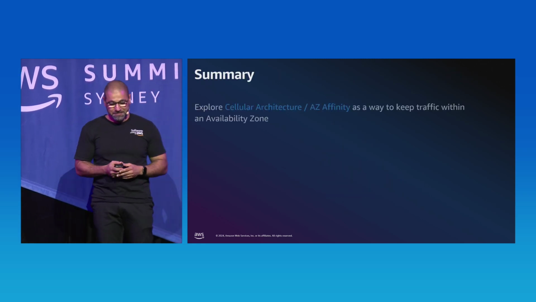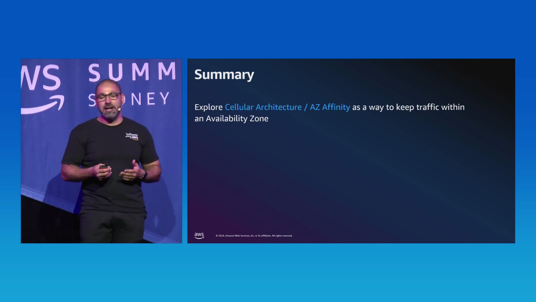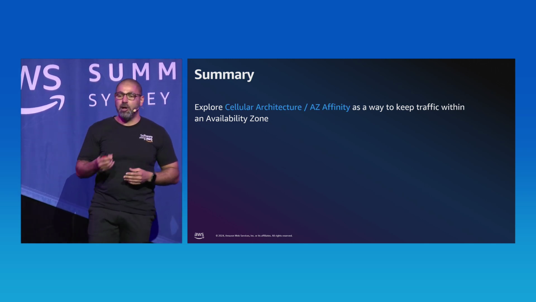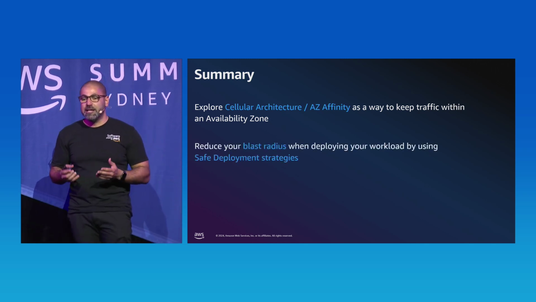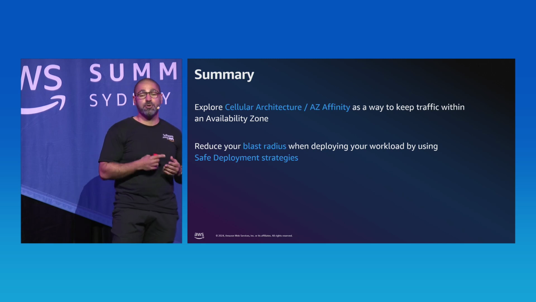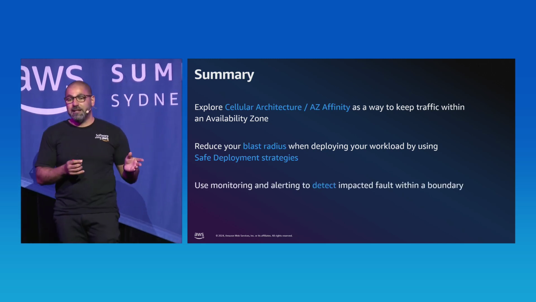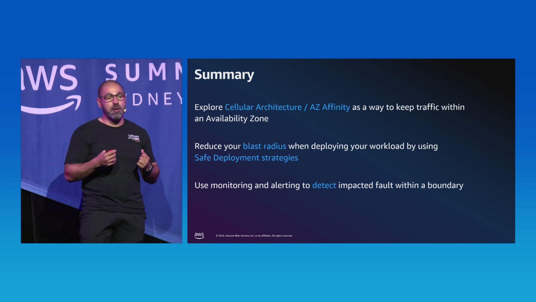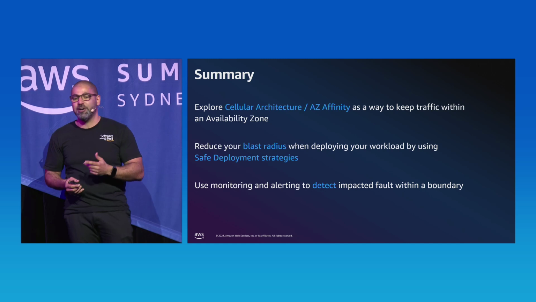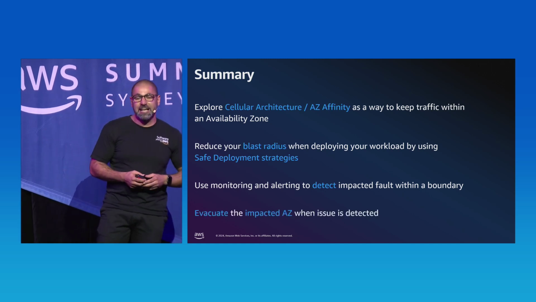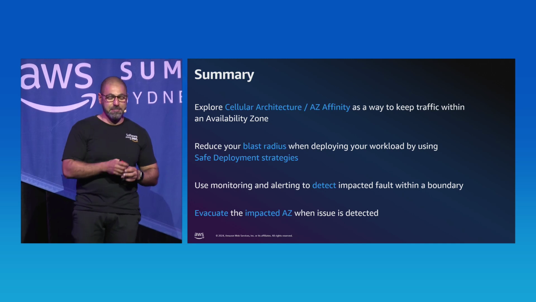And to summarize, have a look at cell-based architecture and AZ affinity as a way to reduce your blast radius and apply fault isolation in your environment. Reduce your blast radius by looking at safe deployment strategies like canary deployments, blue-green, and staggered deployments. I talked about grey failures earlier, so make sure you have the right monitoring and observability in place to be able to detect those kinds of failures. And lastly, have a strategy to evacuate the AZ once you've identified that AZ is impaired.